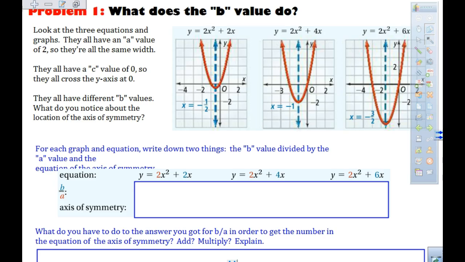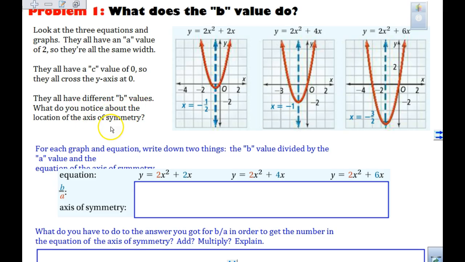So on that next page down, you have these 3 equations. It says, look at the 3 equations and the graphs. They all have an A value of 2, so they all have the same width. Okay, so they all have 2x squared as we look at those. The next thing, as we look at each of those graphs, is that the C value is 0, so it crosses the y-axis at 0. All of them have a 0, but they have 2x, 4x, and 6x. So they all have a different B value.